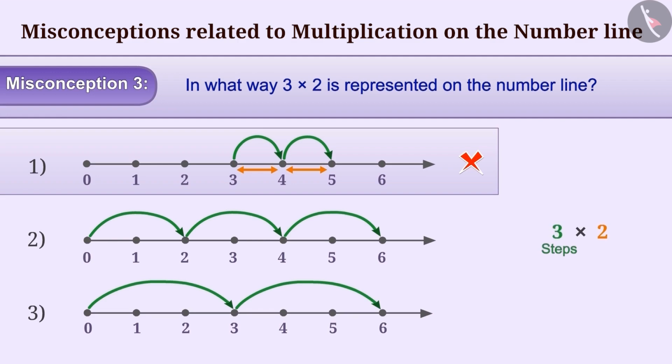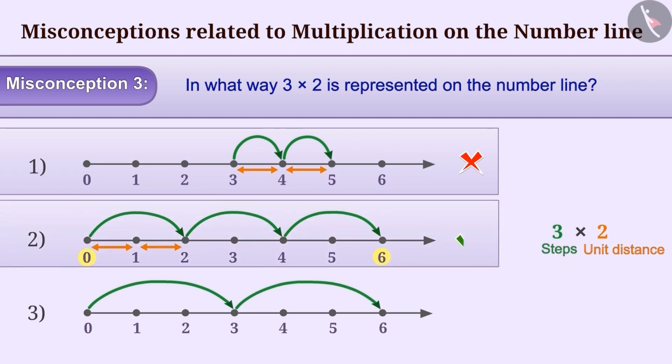The first number of multiplication tells us how many steps are to be taken and the second number tells us how much distance to be kept for each step. So starting from 0, one has to take 3 steps of 2 units each. Therefore, the correct answer is option 2.